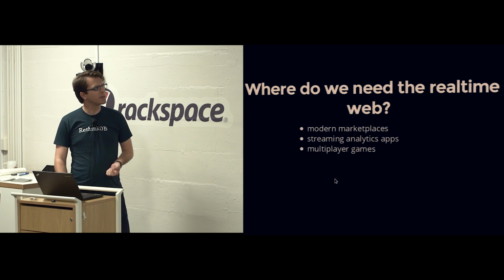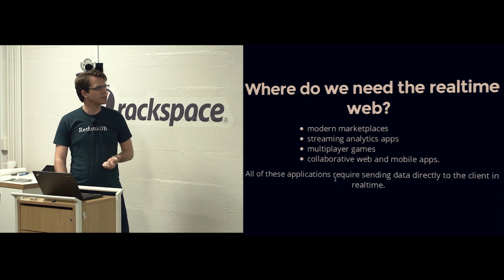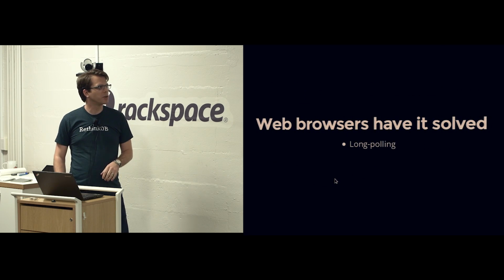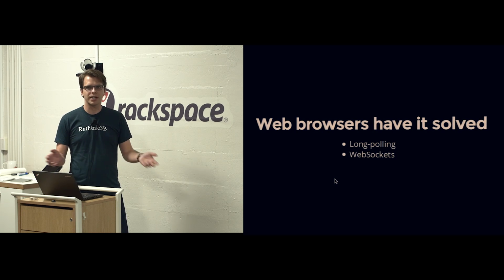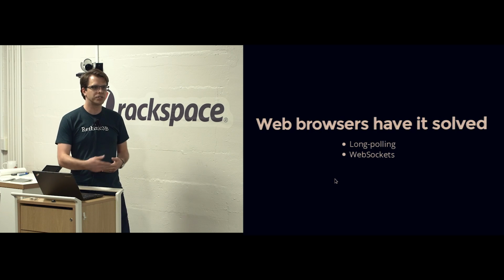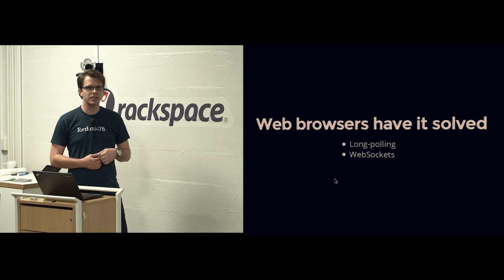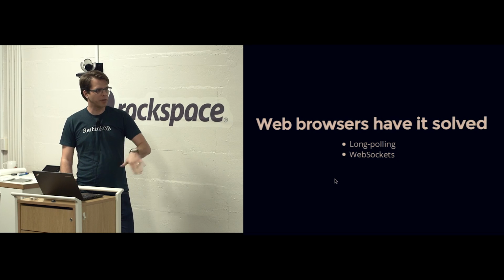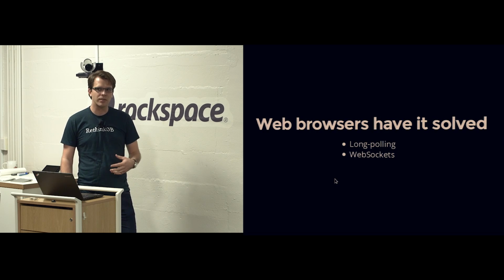So where do you need the real-time web? Some examples: marketplaces, streaming analytics, multiplayer games, collaborative web, mobile apps. They need to push stuff directly to the user in real time. On the web browser end, use Socket.io and you're done. You've got push, with some fallback to long polling, but basically you can push updates to your users in real time. So that part of the equation is pretty well solved. There's lots of different ways to solve it, but nobody's going to stop you from doing it.